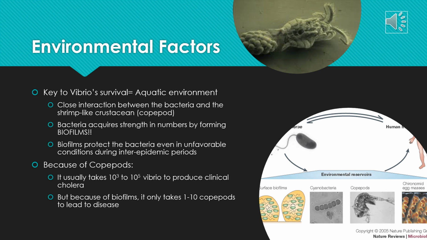Environmental factors. Vibrio is the cholera bacterium. It survives solely due to its aquatic environment. They survive by interacting with copepods and developing biofilms that strengthen them even during interepidemic periods. It is because of these copepods that Vibrio are able to produce clinical cholera, this being what actually gives humans the disease. And it is because of these biofilms that instead of needing a significant amount of Vibrio, usually 1,000 to 100,000 Vibrio to produce clinical cholera, there only needs to be 1 to 10 copepods to lead to the cholera disease and its transmission.